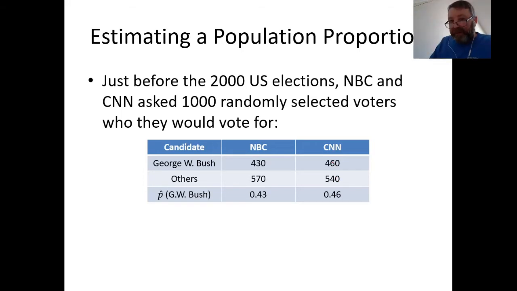Okay, now from there we have a sample proportion. Down here on this last line you'll see the sample proportion, nothing more than the fraction of the number of people who went for George Bush out of the total. There are 1,000 people asked altogether. 430 of those said they would vote for George Bush. So that's 430 out of the 1,000. That's p hat. That breaks down to 0.43, and over here we've got 460 out of 1,000, which is p hat, which gives me 0.46.